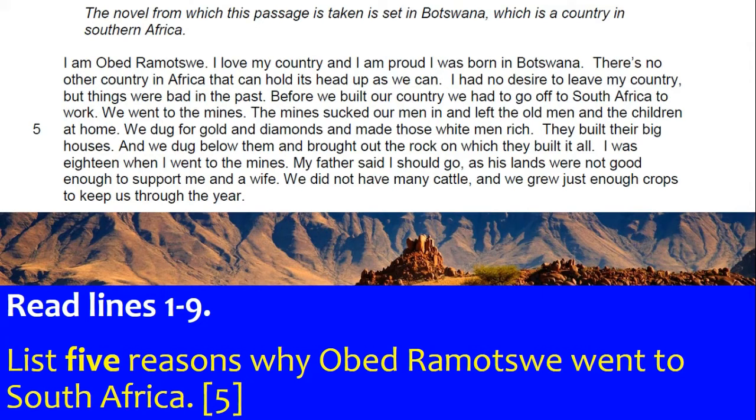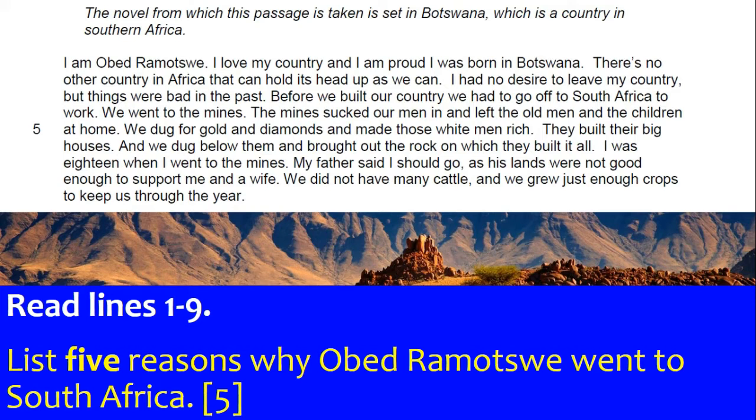The novel from this passage is set in Botswana, which is a country in southern Africa. "I am Obed Ramotswe. I love my country and I'm proud I was born in Botswana. There's no other country in Africa that can hold its head up as we can. I had no desire to leave my country, but things were bad in the past. Before we built our country, we had to go off to South Africa to work. We went to the mines. The mines sucked our men in and left the old men and the children at home. We dug for gold and diamonds and made those white men rich. They built their big houses and we dug below them and brought out the rock with which they built it all.